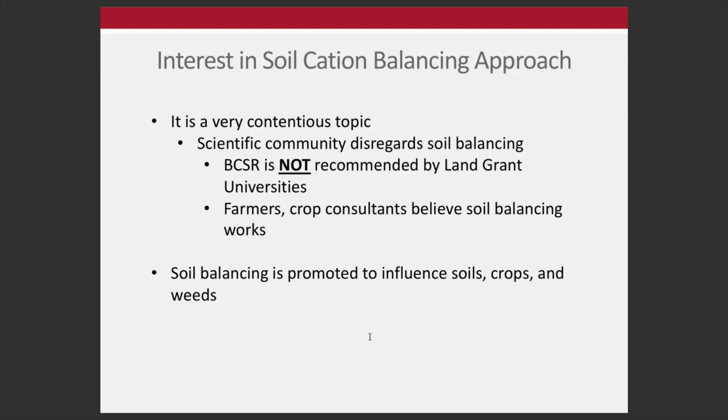And so this has a really interesting human dimension component, because we say, well, why is it that land-grant universities have kind of disavowed this approach, said it doesn't work, but farmers are still using it, and crop consultants, there's whole crop consultants that have their whole practice based on calcium nutrition and thinking about calcium as kind of the main piece, the critical or pivotal piece in terms of soil management. Okay, so getting that calcium balance right, all other things kind of fall into place.